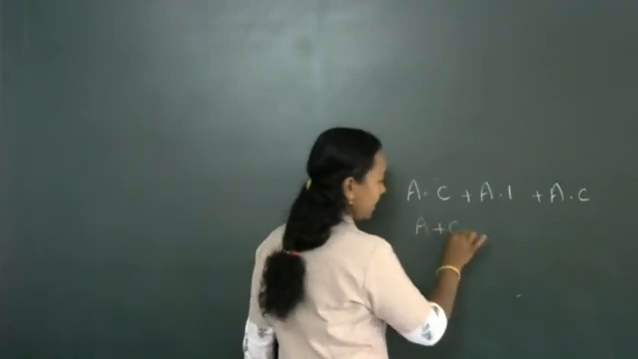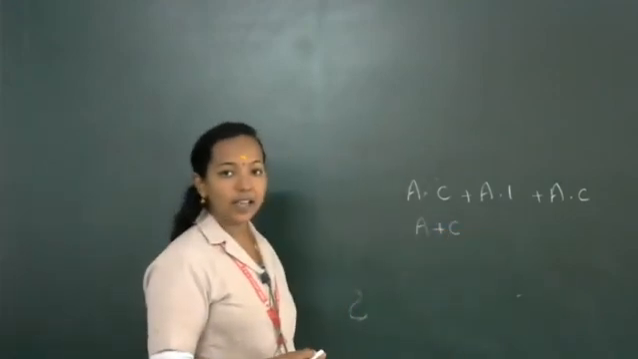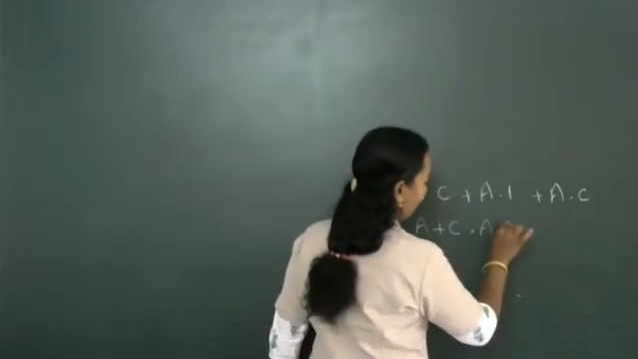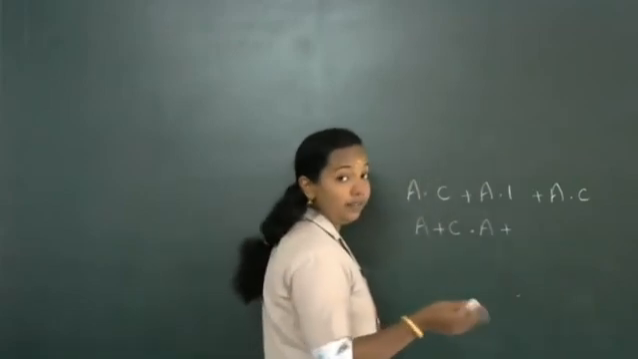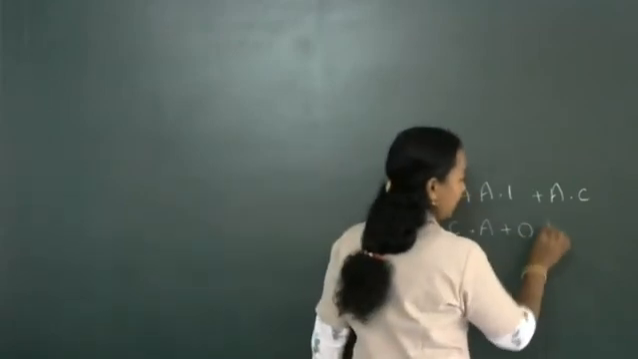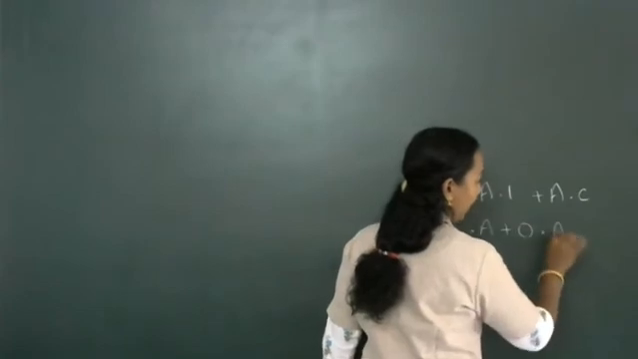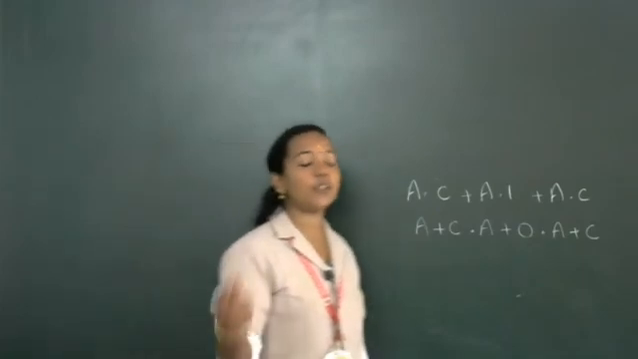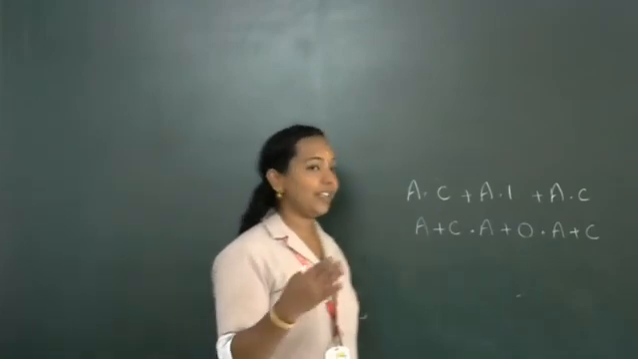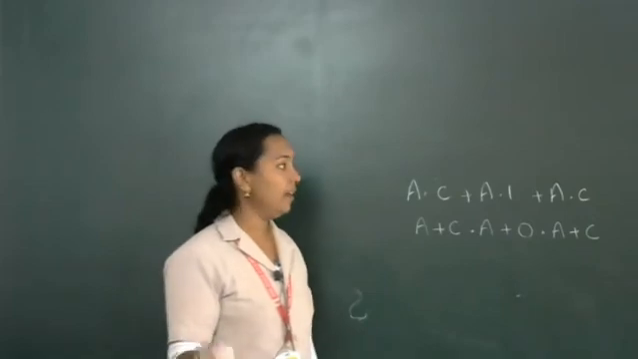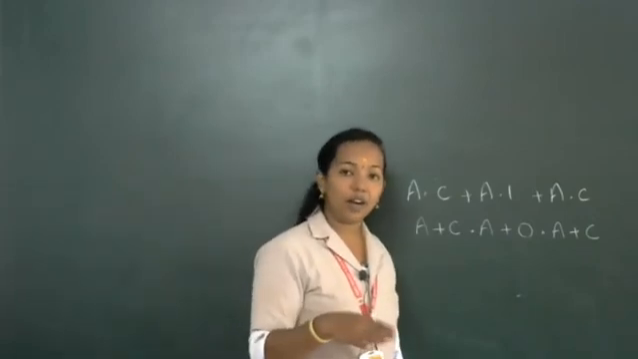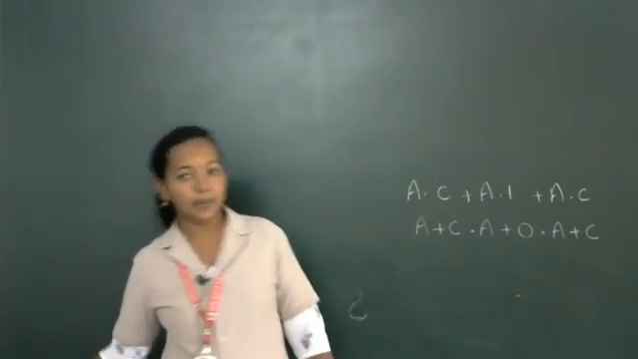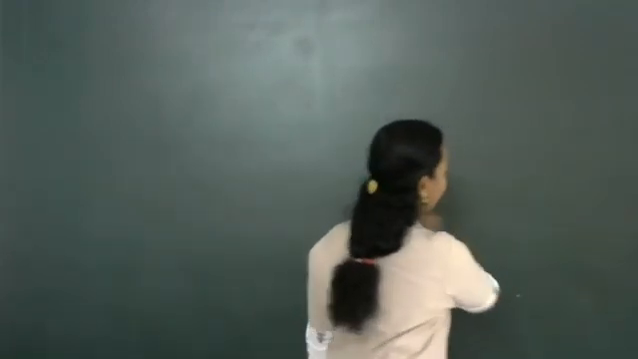A plus C, what will be the answer? A plus C dot A plus 0, instead of 1, 0. Instead of plus, dot, A plus C. That means we are converting each plus operator into a dot operator and each dot into plus, then replacing each 0 by 1 and 1 by 0. This is known as the principle of duality.